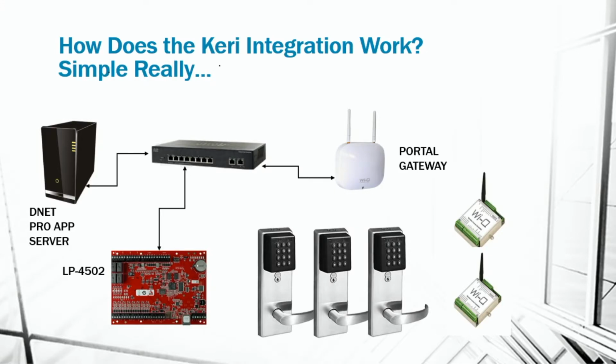This is a little graphical representation of how the integration works. Obviously, we have our Doors.net Pro application server running on a virtual machine or on-premise machine somewhere, which is then, of course, connected to the network. The key part to this integration is the LP4502 from Mercury. That is the control board that supports the integration to the portal gateway, which is the next logical piece. The portal gateway has to be on the network with the 4502 and the server. And then the portal gateway establishes communication to a variety of YQ lock sets or the WAC single door controllers as well.